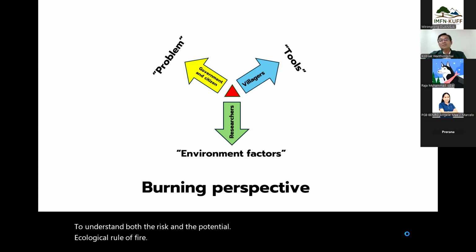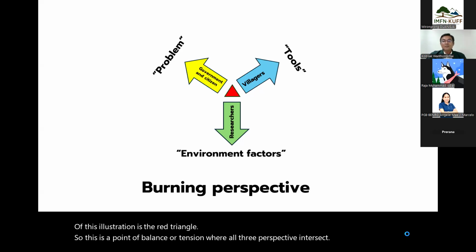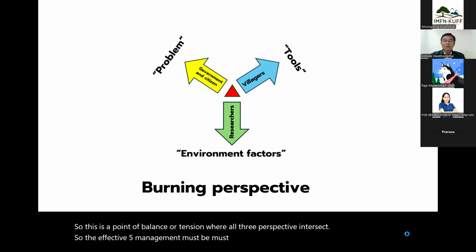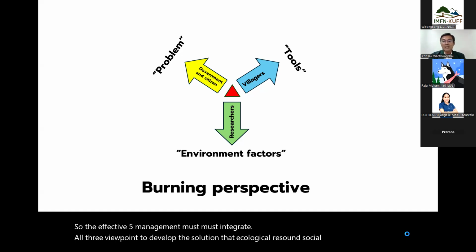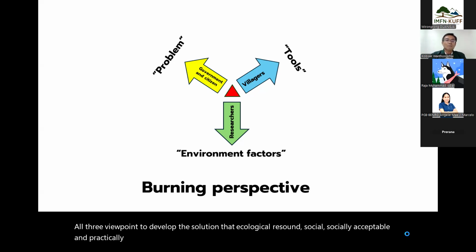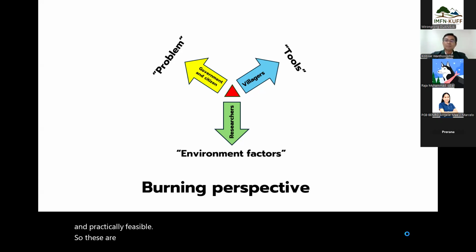At the center of this illustration is the red triangle. This is a point of balance or tension where all three perspectives intersect. Effective fire management must integrate all three viewpoints to develop solutions that are ecologically sound, socially acceptable, and practically feasible. So these are some perspectives on fire from different viewpoints.